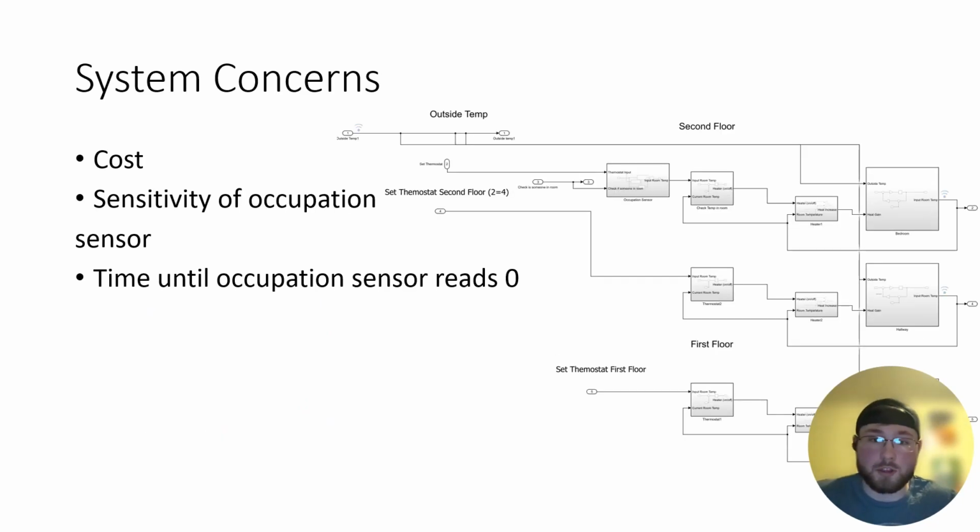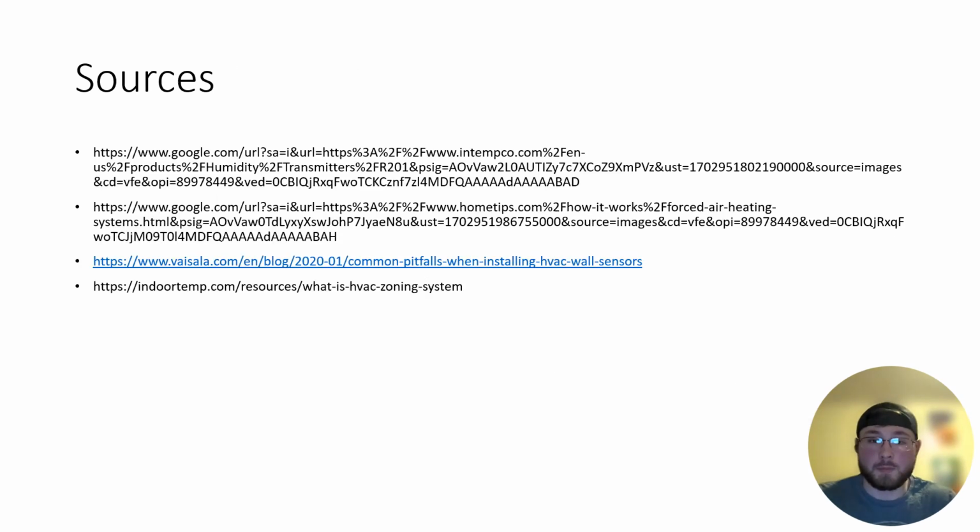Overall concerns of this system are the cost, as adding all these sensors to all the rooms will be costly. And then the next one is the occupancy sensor: how sensitive it is when it detects someone will need to be tested, as well as how long until it turns off and reads 0, aka it detects no one in the room, as overnight there may not be a lot of movement for it to detect. These are my sources.